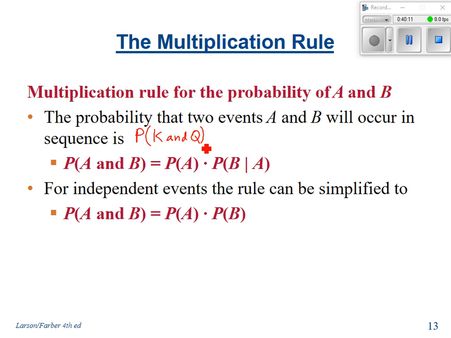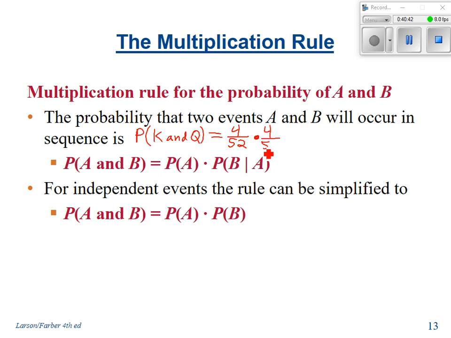So the probability of getting a king and a queen. We're sitting playing some game. We want to draw a king and a queen for whatever reason. What's the probability of getting a king, first of all? 4 out of 52. All the multiplication rule tells us is that for the probability of both of these things happening, we just multiply. Now, if we got the king and it's right here in our hand, what's the probability of getting the queen? 4 out of 51, since there are still 4 queens.